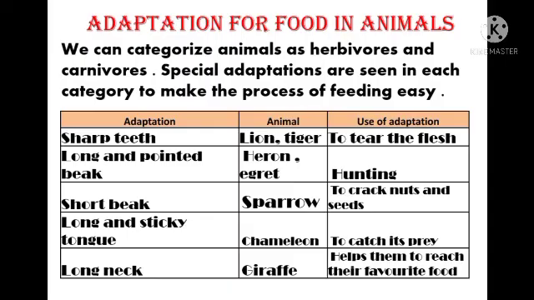Fourth adaptation is long neck. We can see, students, animals with a long neck, and the example of a long neck animal is the giraffe. A giraffe has a long neck. Why has such an adaptation taken place? Because it helps them to reach their favorite food. It can eat plants that grow taller. So hence the giraffe's body has adapted into a long neck.